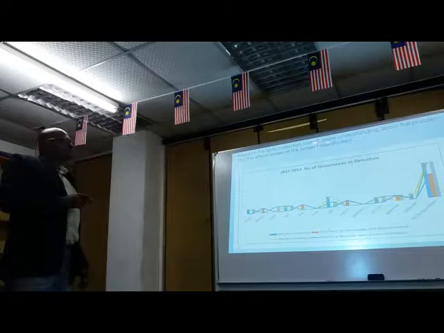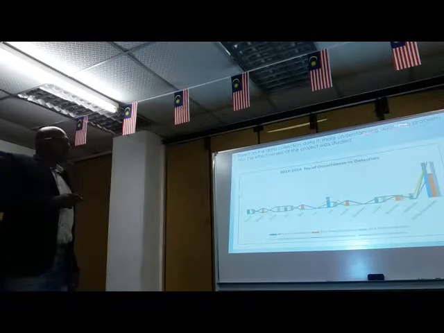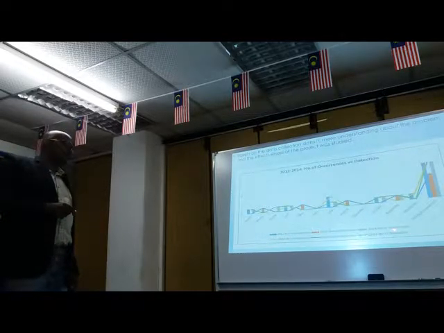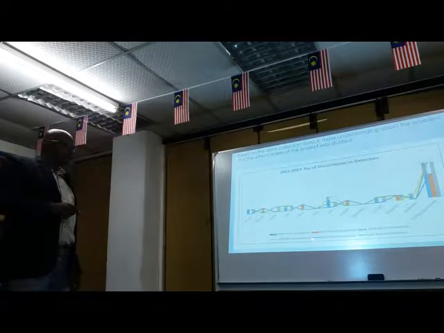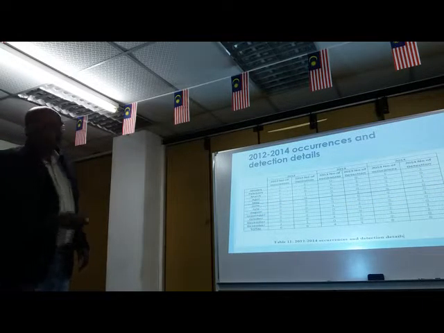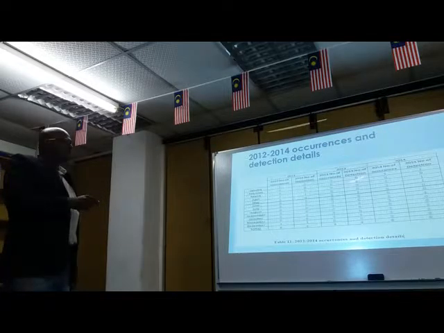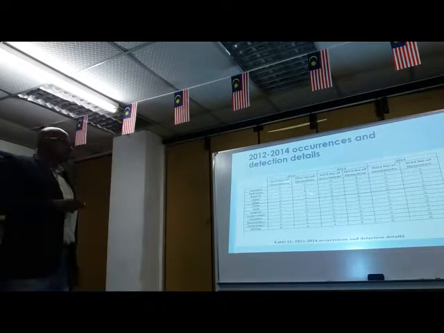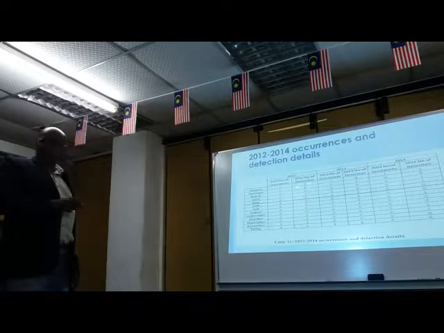Based on the data collection, more understanding about the problem and effectiveness of the project was gained. So 2012 number of occurrence, 15 number of occurrence, 14 number of occurrence. And the number of detection. What the graph shows is that whenever there is an occurrence, it's immediately detected. These are the number of occurrences and the detection details. In 2012, in January, we have one occurrence and it was detected immediately. So if you look at the figures, it jives.